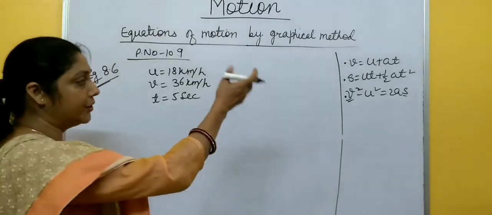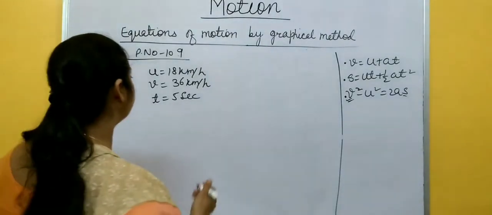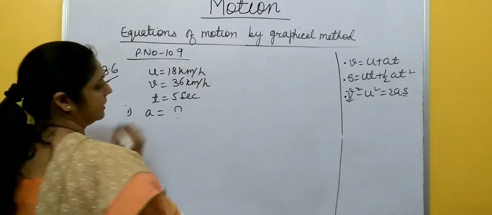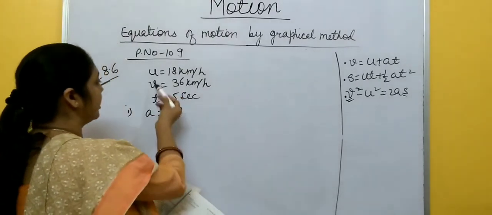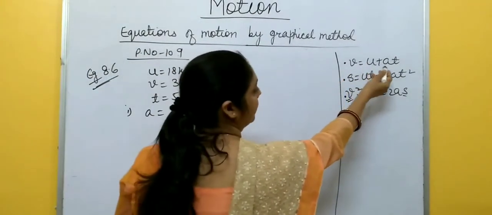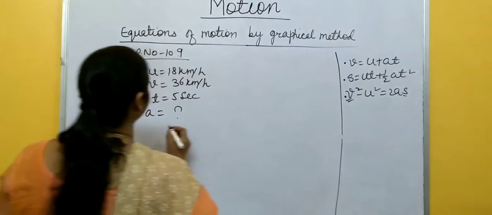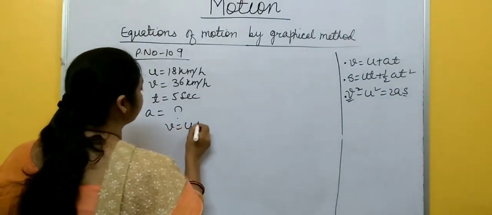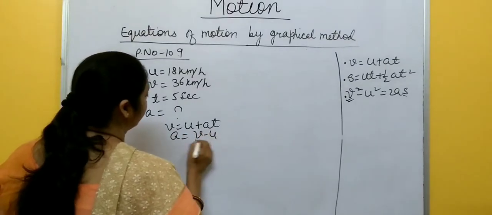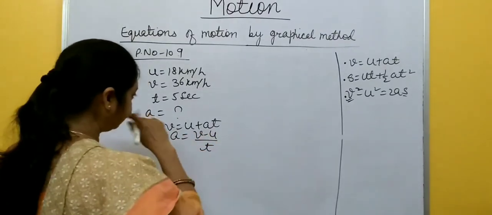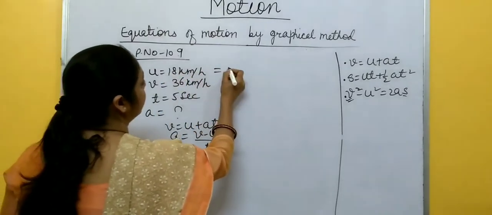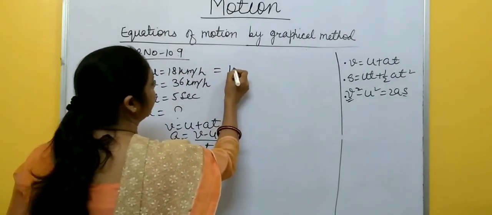Okay, again you have to use these equations of motion. In the first part, you have to calculate acceleration. Again, initial and final velocity are given, time is given. You have to use this first equation of motion, V equal to U plus AT. From here, A equal to V minus U by T, right? Time is in seconds. You convert this initial velocity from kilometer per hour into meter per second.